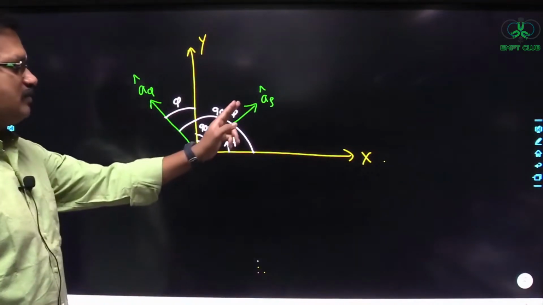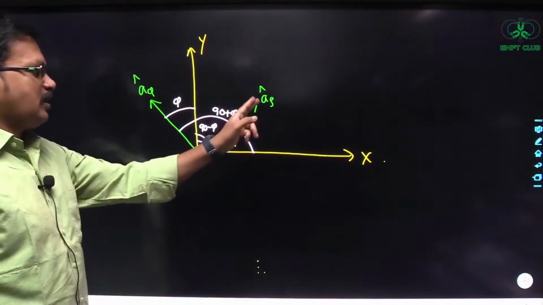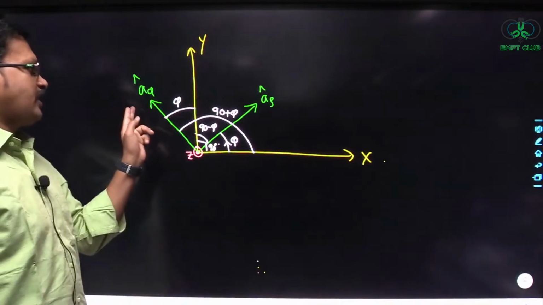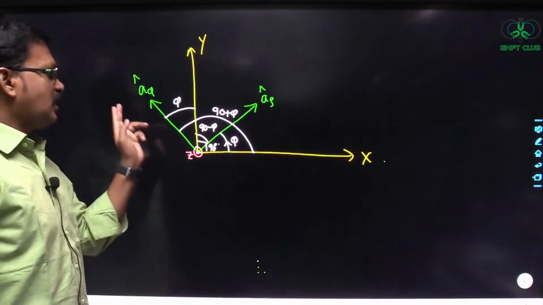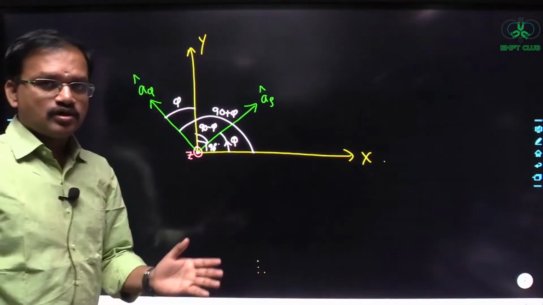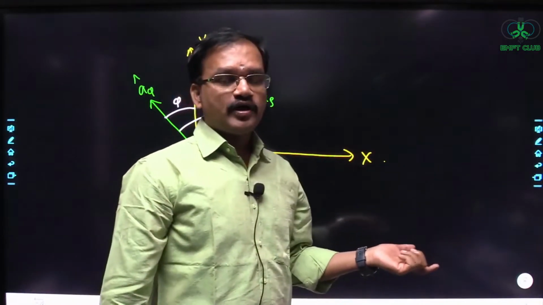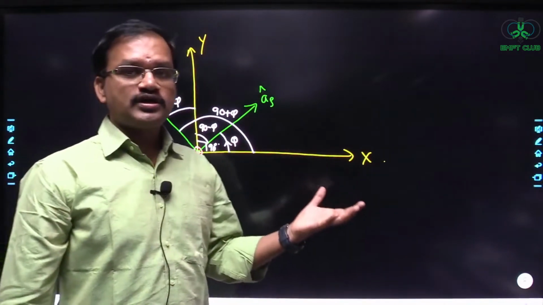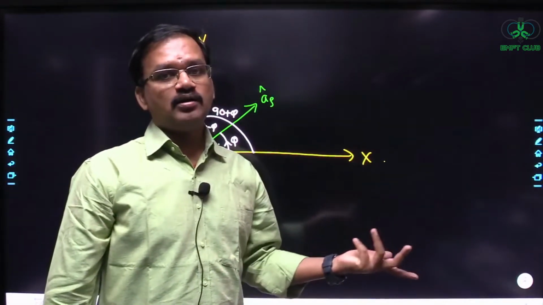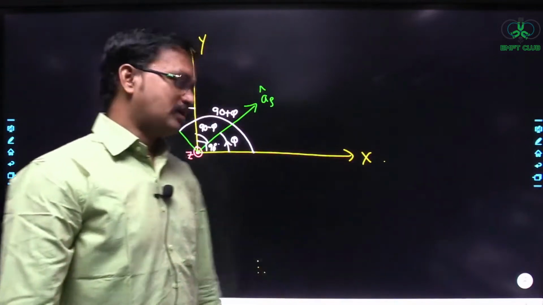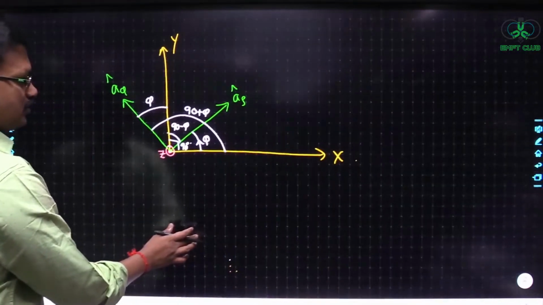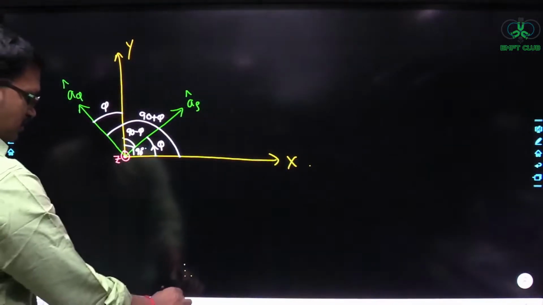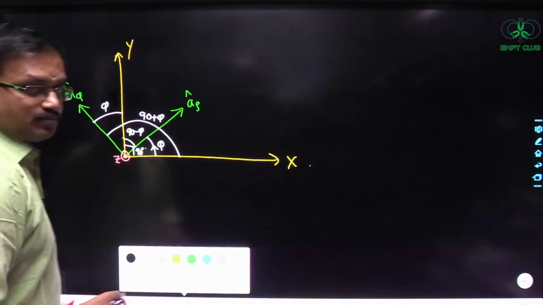Now we know the angle between a rho cap and x, a rho cap and y, and a phi cap and x, and a phi cap and y. So we just have to determine the component of a rho cap along x and y. In the same manner, we have to determine the component of a phi cap along x and y. It is as simple as that. Once you have understood these things, it is going to be very simple.